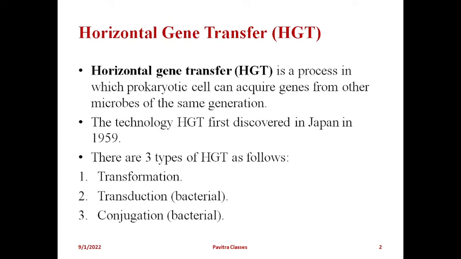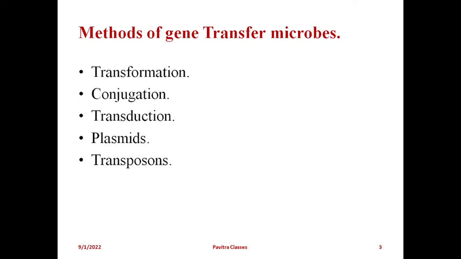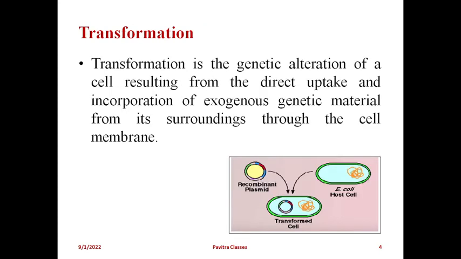So how are genes transferred from one cell to another cell in microbes? Many methods are there. Apart from these three methods, transformation, conjugation and transduction, there are also plasmid methods and transposons. So one by one we will study. The first one is transformation.